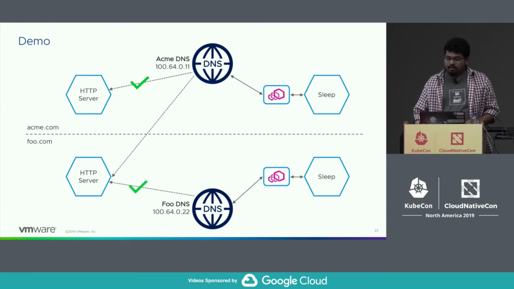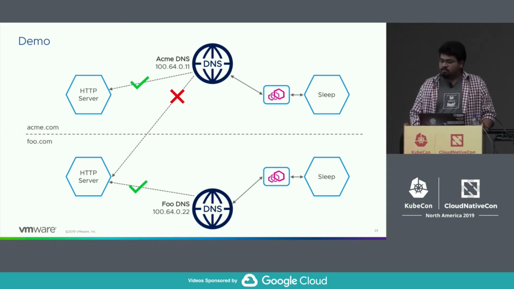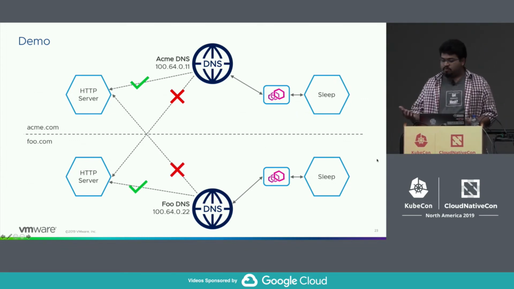But if the sleep pod in the Acme namespace makes a query for the HTTP bin service in the foo namespace, we don't want to allow such requests. And the same is true for the other way around. So we don't want the HTTP server running in the Acme namespace even to be discovered by the sleep service in the foo namespace. Let's see that for real.